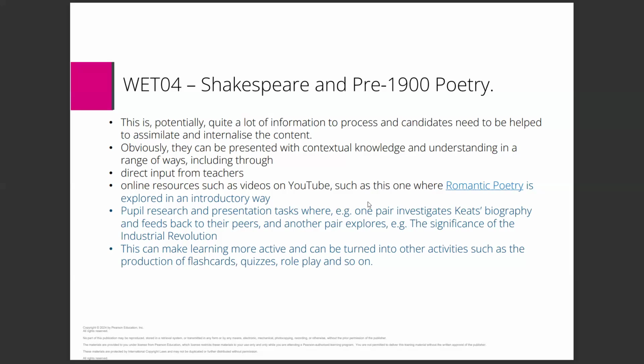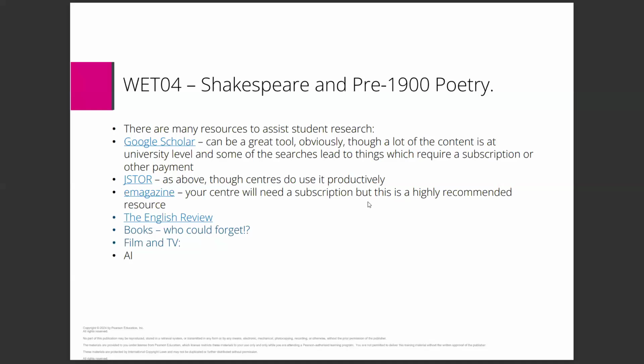There is a lot to work through, and there are various things that candidates can do as independent work beyond the classroom. So they can begin with some more basic introductory elements. They can look themselves on places like YouTube just to get an easy introduction. And they can make presentations back to one another. Again, thinking about things like, for example, looking at the significance of the Industrial Revolution, not just describing it. And things like quizzes and flashcards are always useful ways of testing active learning.